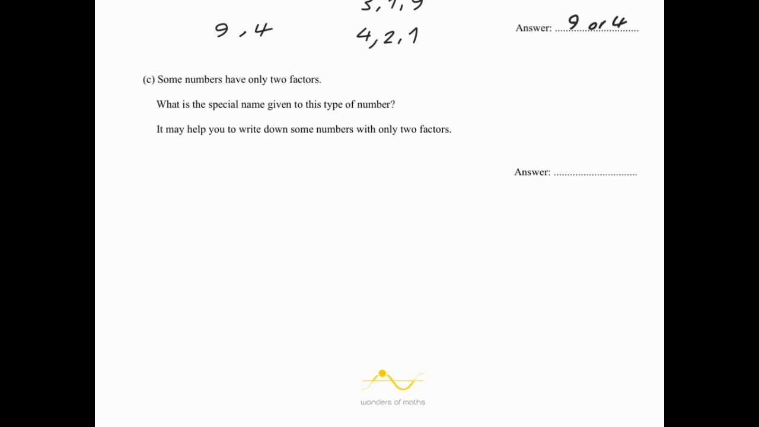Last but not least, part C. Some numbers have only 2 factors. What is the special name given to this type of number? It may help you to write down some numbers with only 2 factors. We've already discussed this in the video. We know that there are 2 set factors that apply for all numbers. This is 1 and the number itself. Can you recall the name of the number that only has those factors? That's right. Prime numbers are only divisible by 1 and itself, making the answer prime numbers.